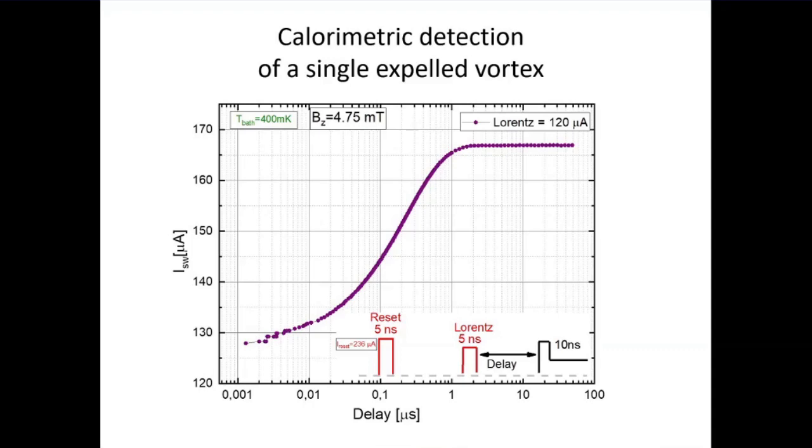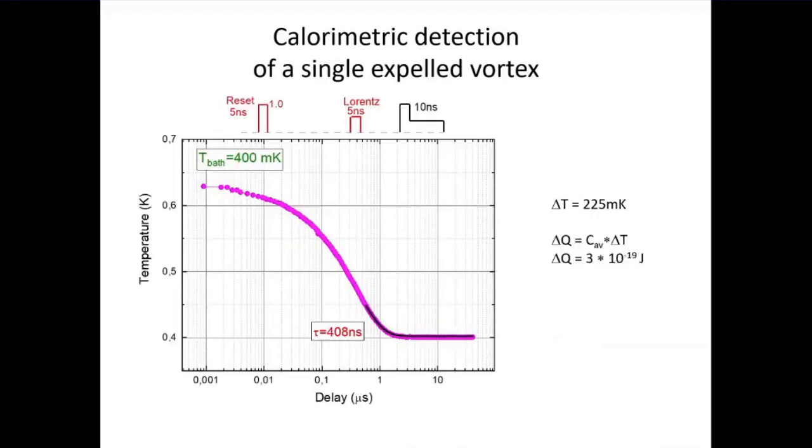We can recalculate now this critical current into temperature with this calibration curve that I introduced at some point. So you will find that just after expulsion, the temperature of the box, this small nanoscopic box, goes up by 225 millikelvin, from 400 millikelvin to 625. And then this is roughly exponential decay, but in logarithmic scale it looks like this. So you can fit in the linear regime the tail of this dependence.